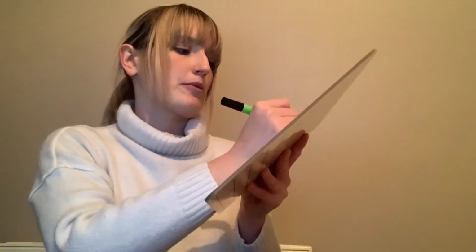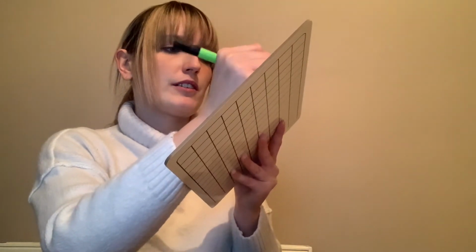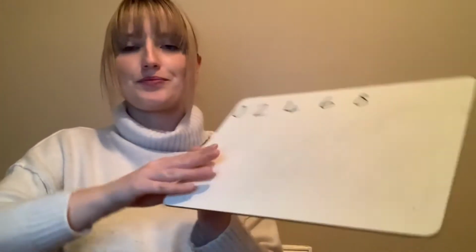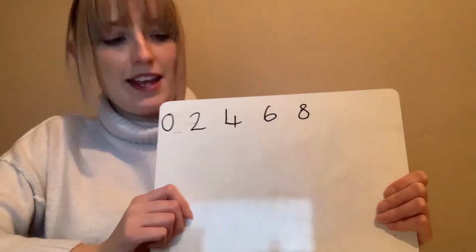And I've got a little poem to help you remember, okay? And it goes like this. I'm going to write something down first. Oh, I've gone a bit wrong. Let me correct that. Okay. So this is for even numbers. So it goes like this.